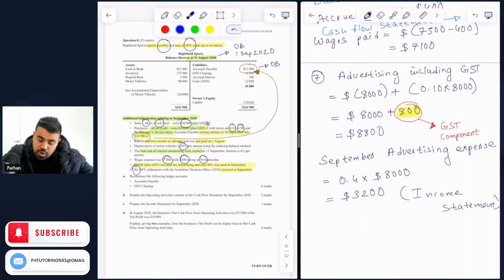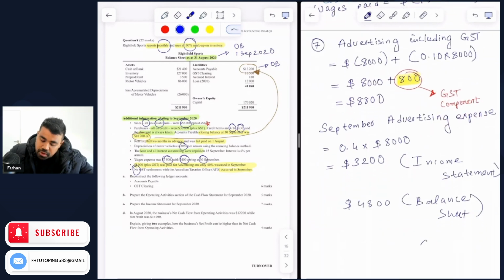If we were asked to prepare a balance sheet, we would be showing 4,800 as prepaid advertising at end of September 2020. And in the cash flow statement, how much do you reckon we're going to show as the cash outflow within the operating activities section? We have paid 8,000, including GST, that would be 8,800. So we're going to show the entire 8,800 in the cash flow statement for the operating activities section.